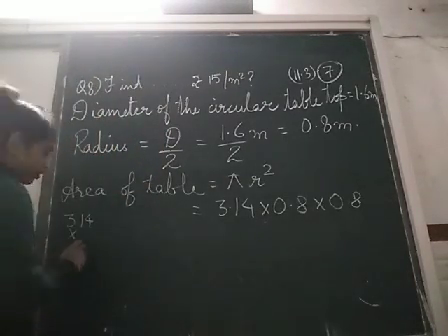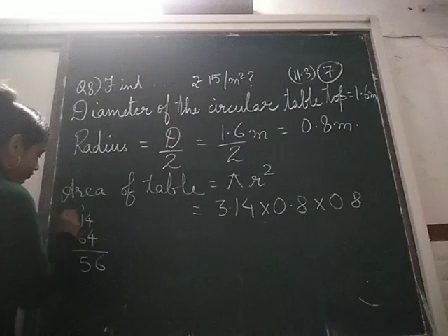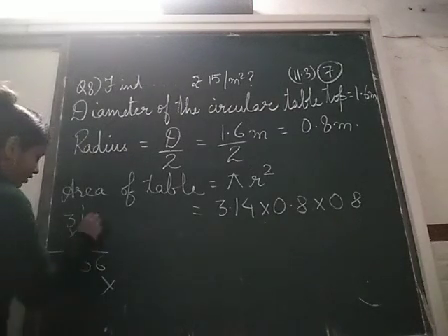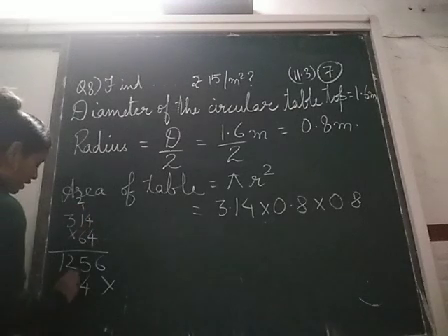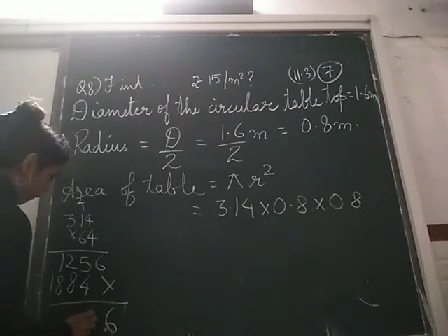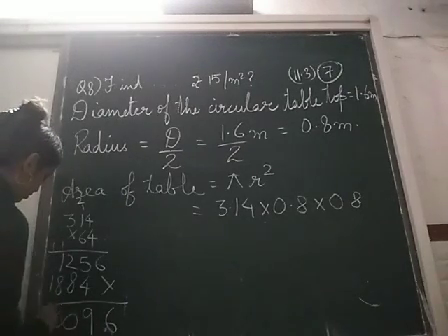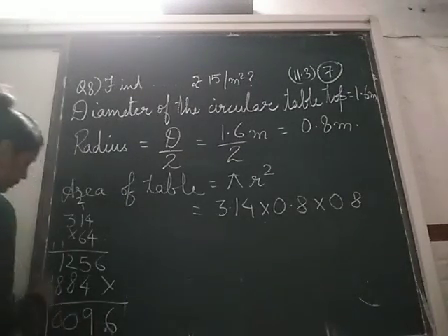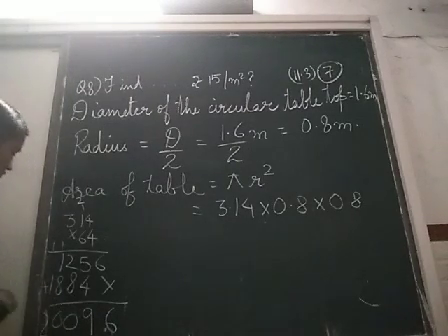8 8s are 64, so I am multiplying directly by 64. 4 4s are 16, 4 1s are 4, 5. 4 3s are 12, 4 6s are 24, 6 4s are 24, 6 1s are 6, 7, 8, and 6 3s are 18, 8, 1, 9. Sorry, this is 2. Okay, 1 plus 1 is 2, 8 plus 2 is 10, yes.